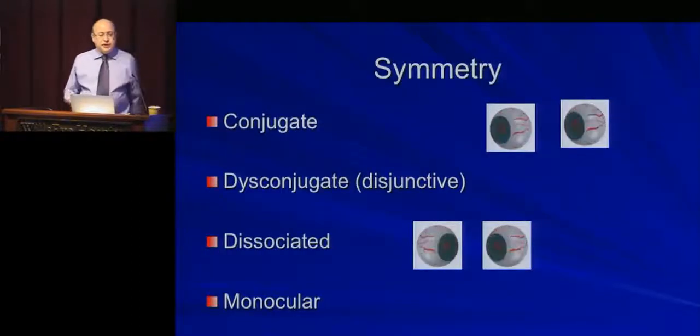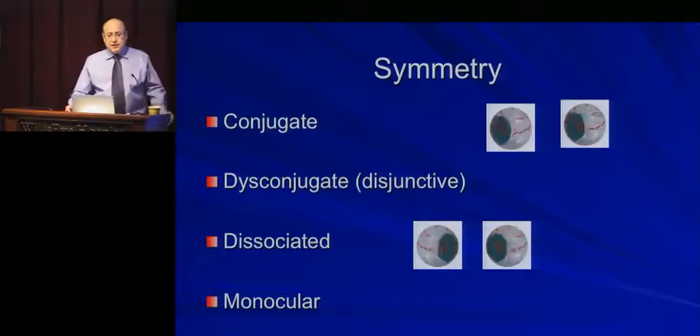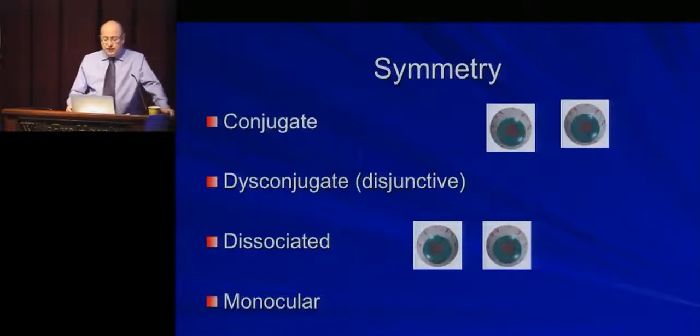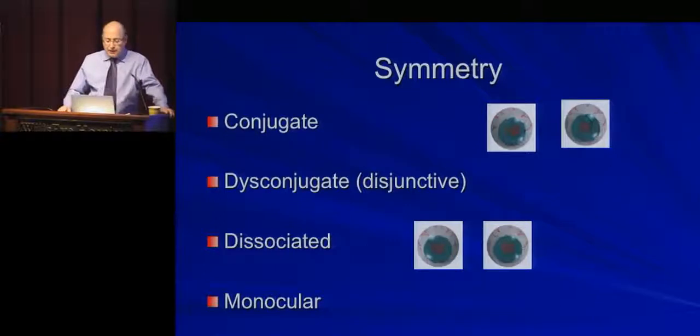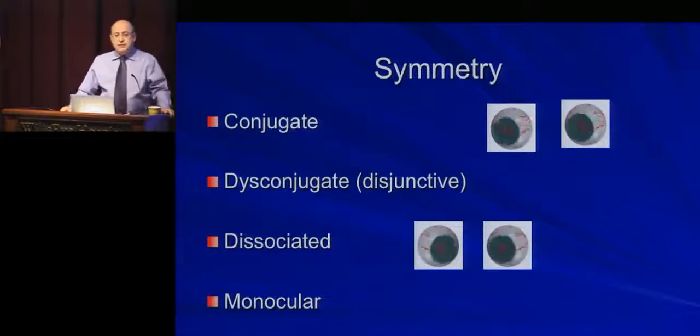When we talk about nystagmus, we first of all want to talk about symmetry. Is it the same direction in both eyes? Is it disconjugate or disjunctive? Or is it totally opposite, so dissociated? So one eye's diverging, the other is converging, rather than moving in the same direction. Or is it very asymmetric so that it's monocular?